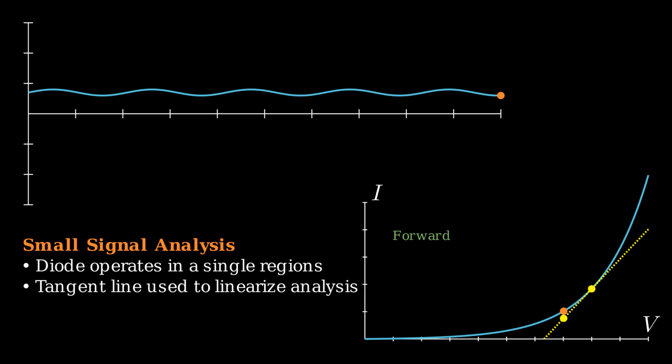While we will look at examples of both types of analysis, we'll spend the majority of this series looking at large signal analysis, as small signal analysis has limited applications for diodes.